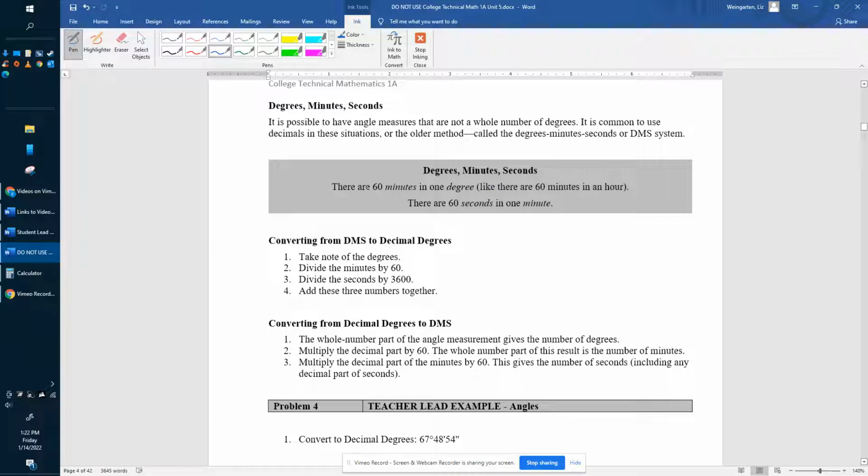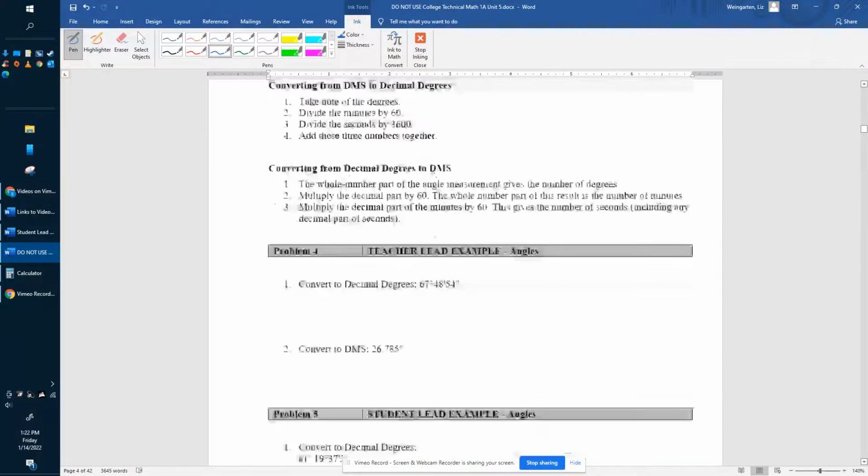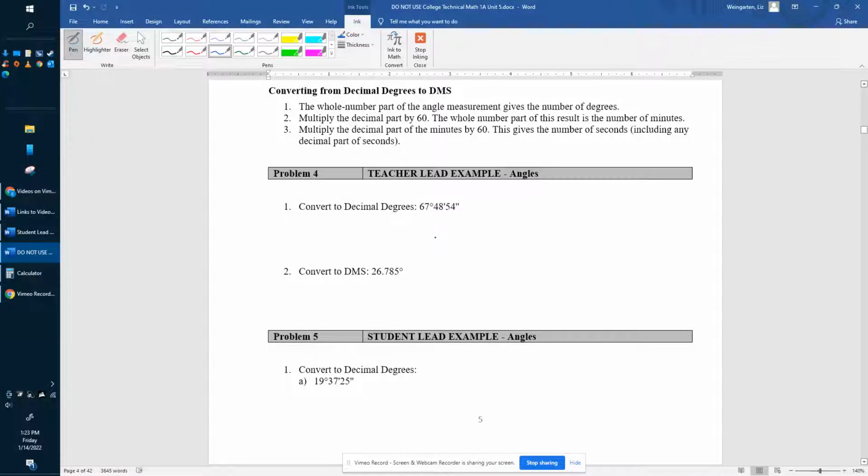So the nice thing about degrees, minutes, and seconds is they work just like time does. There are 60 seconds in a minute. There are 60 minutes in a degree. So you can kind of think of a degree as like an hour. So let's look at converting from degrees, minutes, and seconds to decimal degrees. You may sometimes see degrees, minutes, and seconds as DMS.